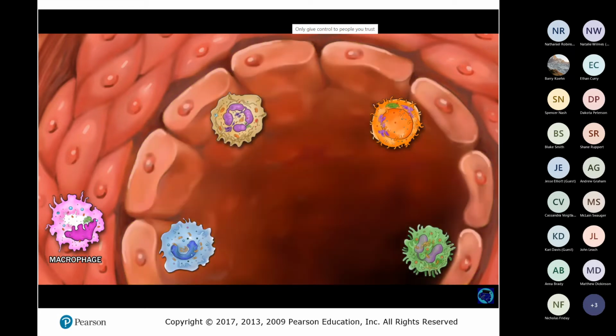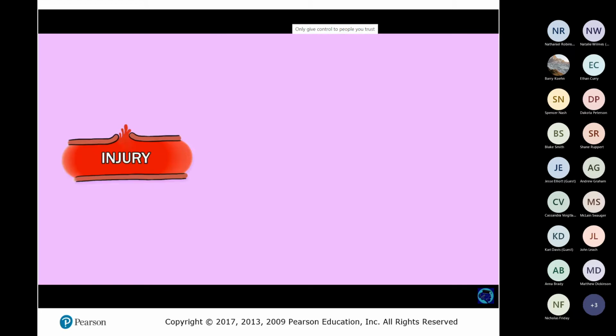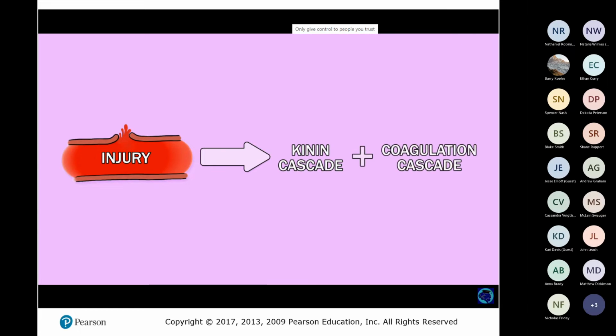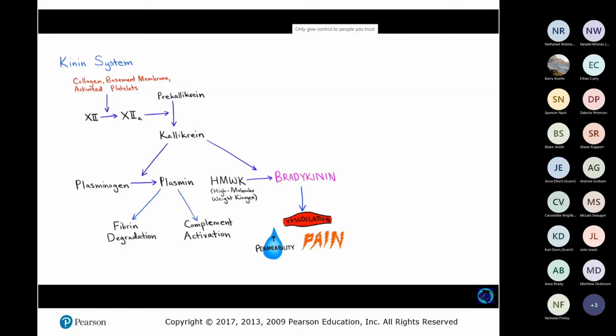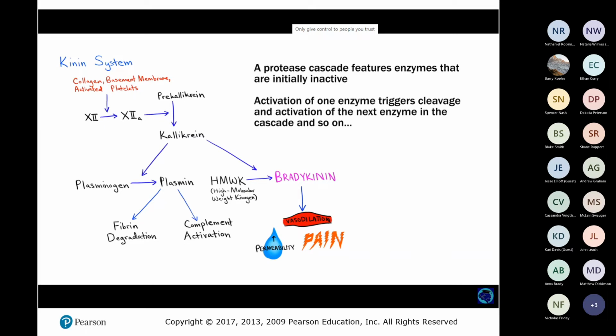In addition, injury to blood vessels triggers 2 enzyme cascades, the kinin cascade and the coagulation cascade. In brief, the kinin system consists of plasma proteases. A protease cascade features enzymes that are initially inactive. Activation of one enzyme triggers cleavage and activation of the next enzyme in the cascade, and so on. The eventual result of this cascade is the production of several inflammatory mediators, including bradykinin, a vasoactive peptide that increases vascular permeability and causes pain.